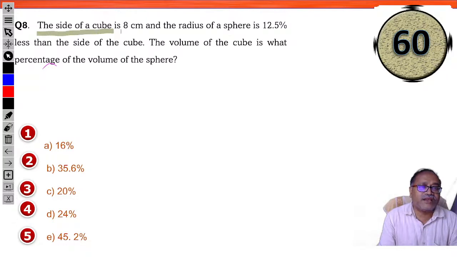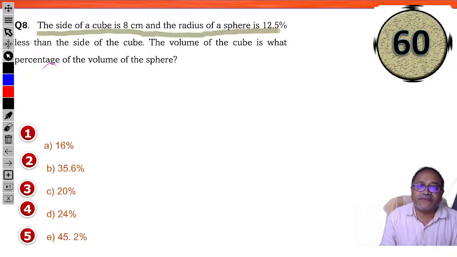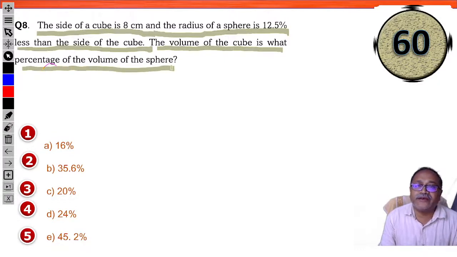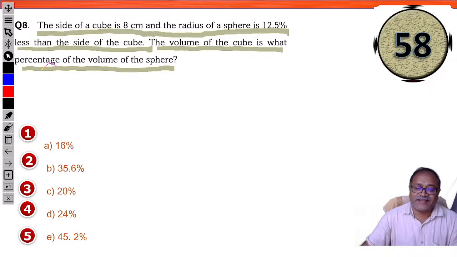Now, the side of the cube is 8 centimeter and the radius of the sphere is 12.5% less than the side of the cube. It's okay, it's a very simple part. The volume of the cube is what percentage of the volume of the sphere? Your time starts now. Answer it, my friends.